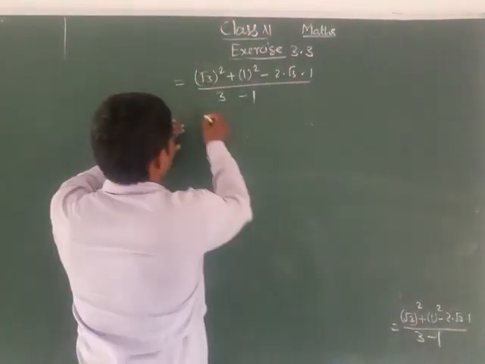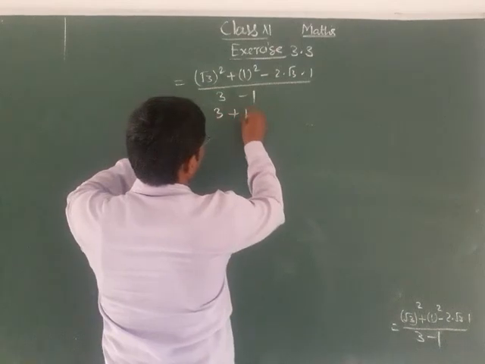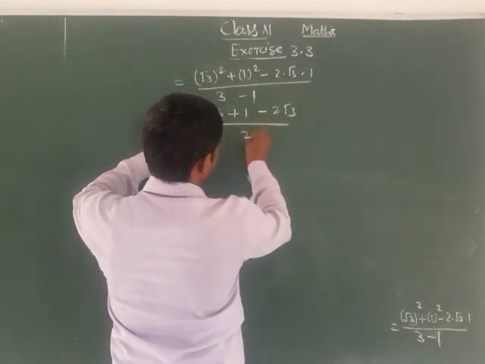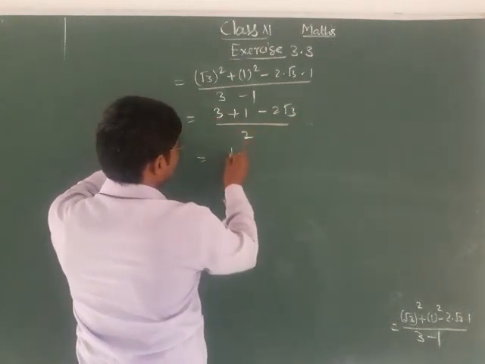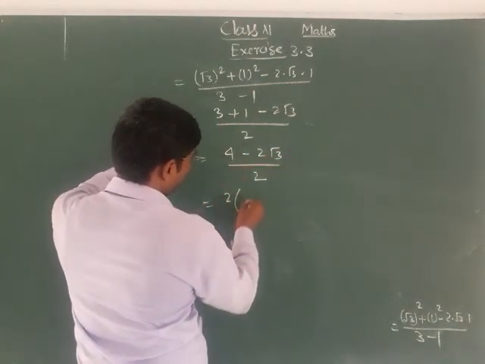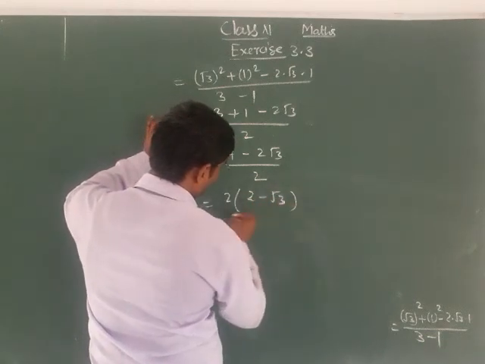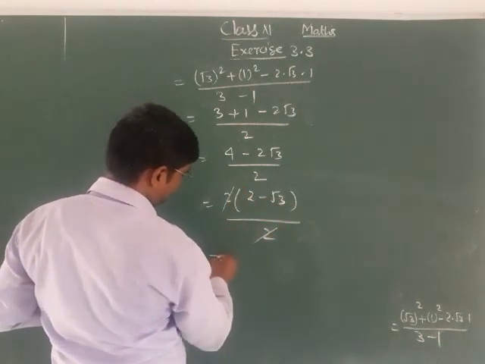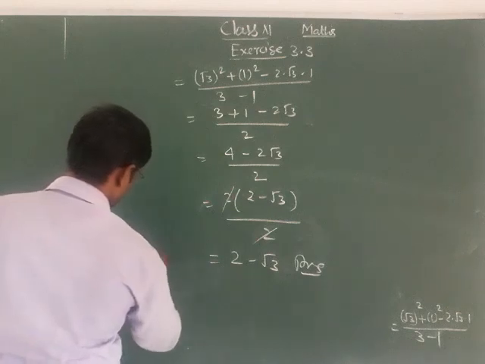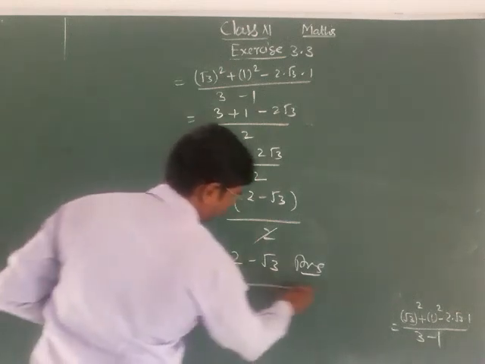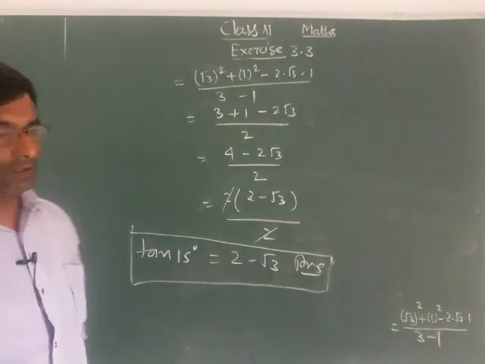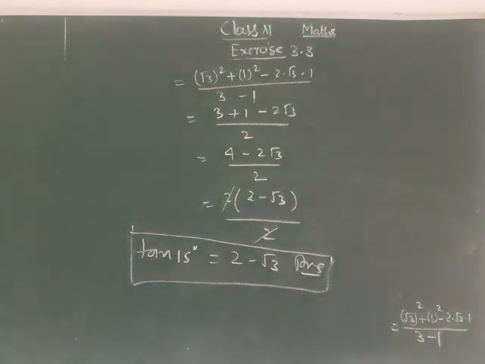Root 3 square is 3, 1 square is 1, minus 2 root 3, upon 3 minus 1 which is 2. So 3 plus 1 is 4, minus 2 root 3, divided by 2. Taking 2 common, 2 minus root 3 upon 2. The 2 cancels out, giving 2 minus root 3. This is the answer for tan 15 degree. So learn it: the value of tan 15 degree is 2 minus root 3.